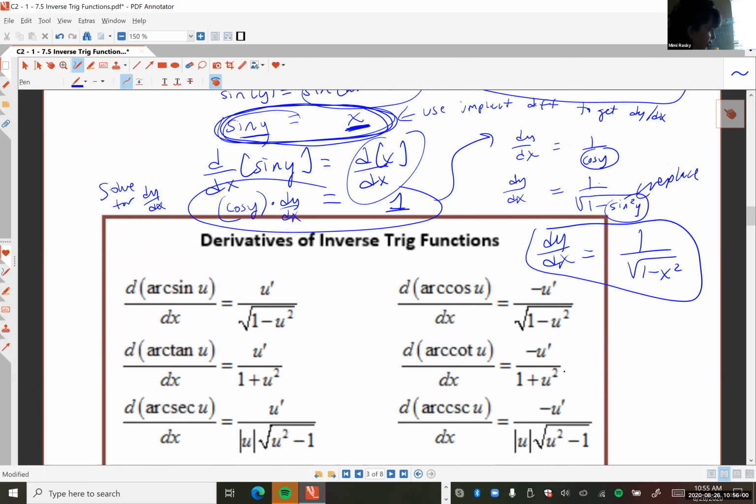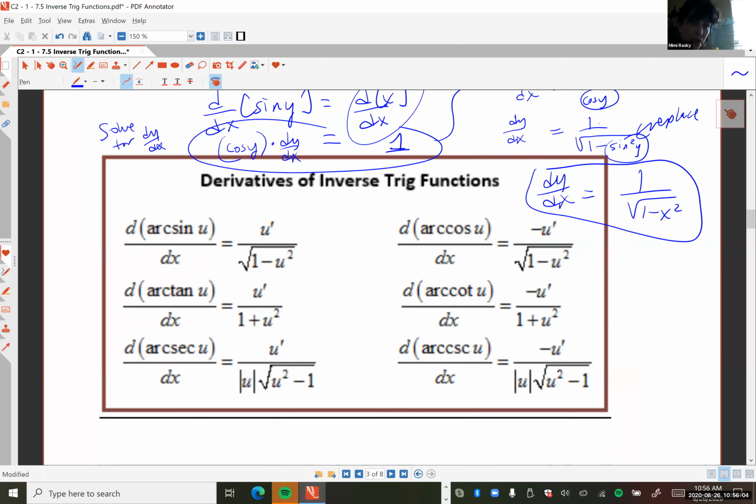So here is the chain rule version for all 6 inverse trig functions. And now you're thinking, oh my God, there's so much to memorize. I want you to notice they come in pairs, so you don't have a lot to memorize. Focus your eyeballs on the first row.